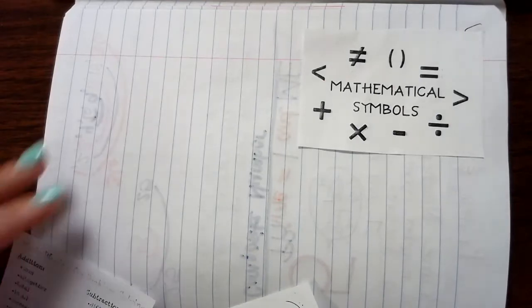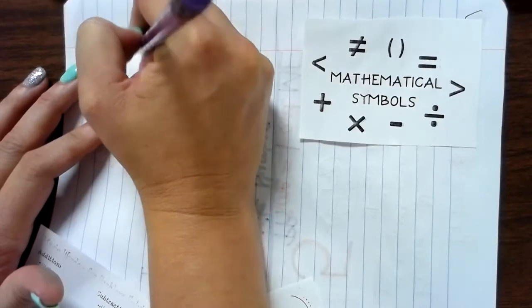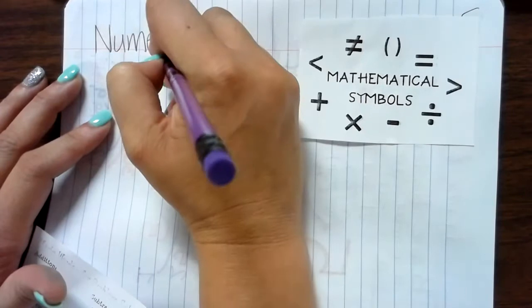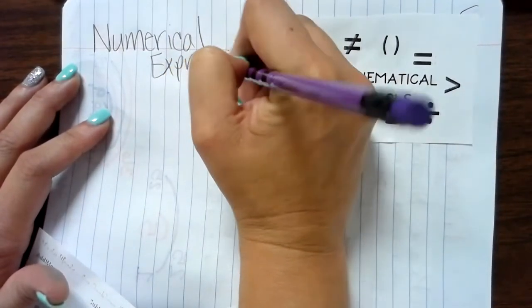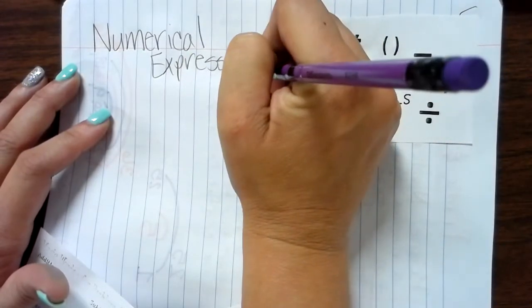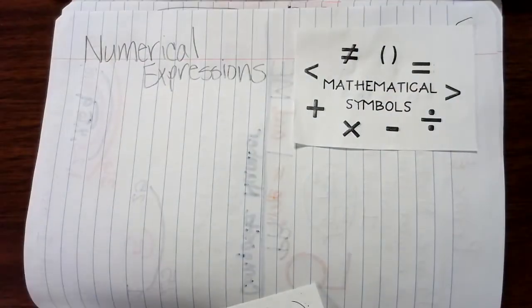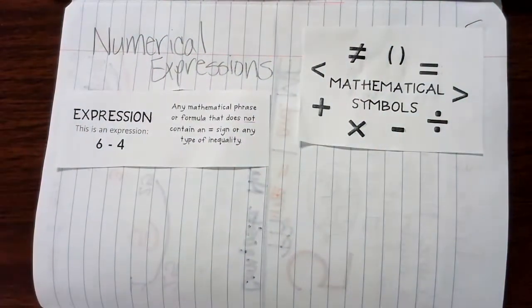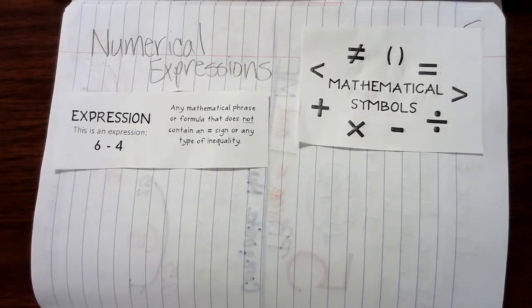Then really nicely, I would like you to write numerical expressions over here, so that you know what the lesson is about. So numerical expressions. Okay, so here's the deal. First, I need to really understand what an expression is. So in your baggie, again, you have a little piece of paper right there. It says expressions. This is an expression. So 6 minus 4, that's an expression.